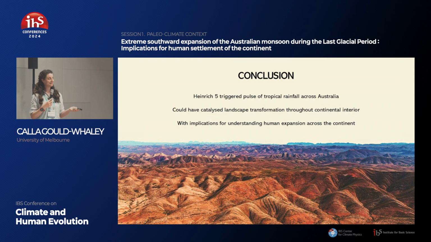So to summarize this, we think that perhaps Heinrich 5 triggered a pulse of tropical moisture through central Australia and could have catalyzed landscape transformation through the continental interior around the same time that people were arriving, which could have implications for the differences between coastal and interior routes and how people would have chosen to move through the landscape.